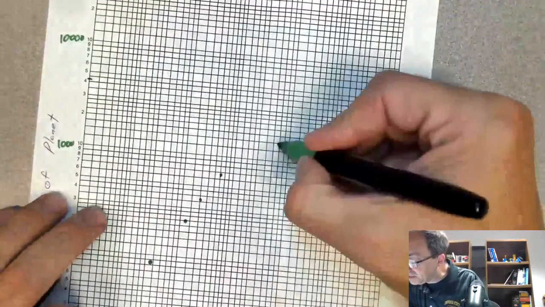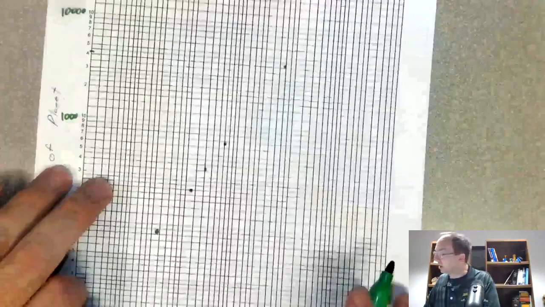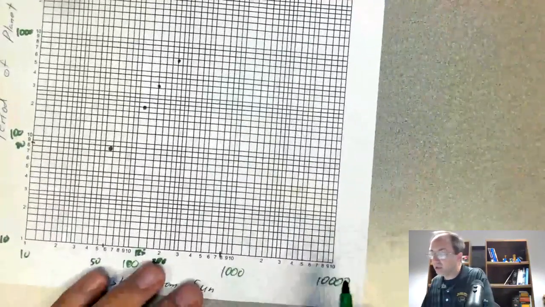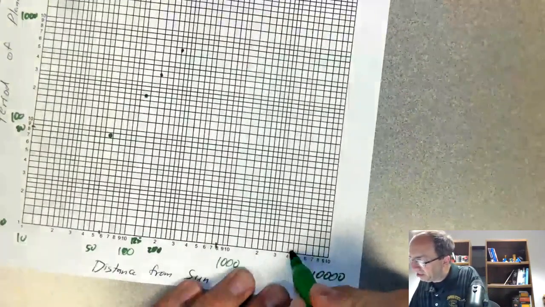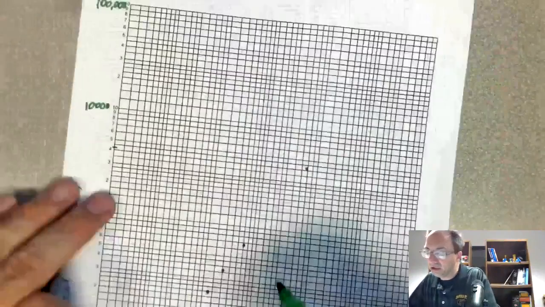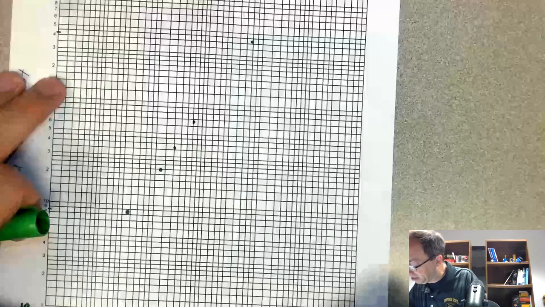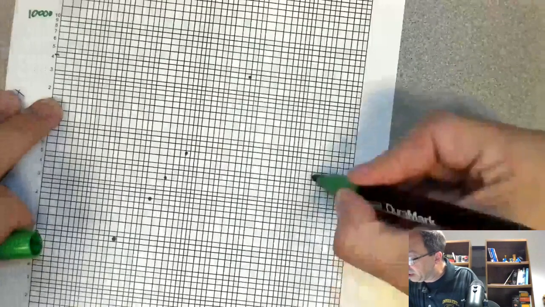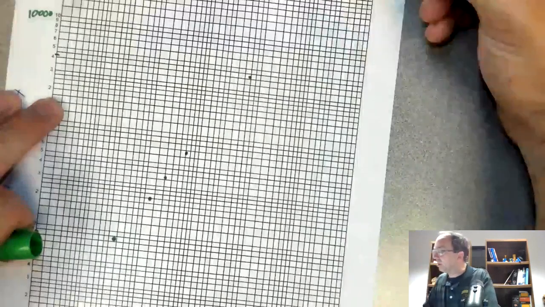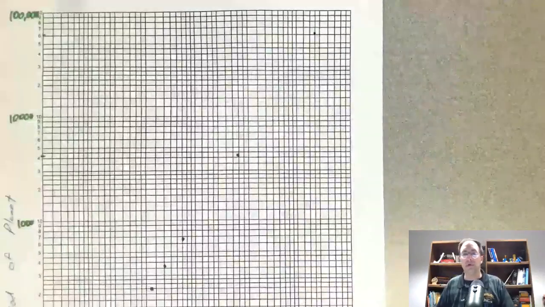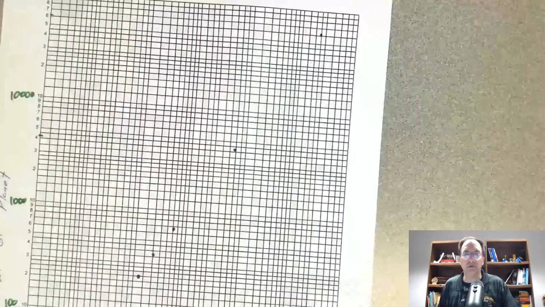So come up to here. So maybe there. And maybe we can go ahead and do Neptune since it's the largest one. So 4489 would be about here, and 60,000 would be up here. And so once again, somewhere around there. All right. So there's a few planets left there you can try on your own.